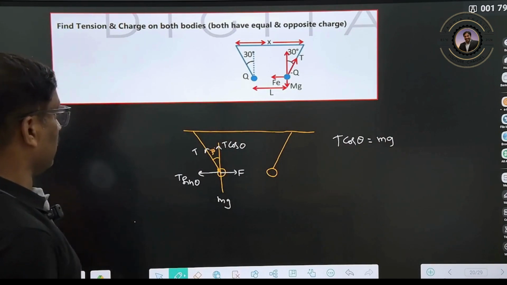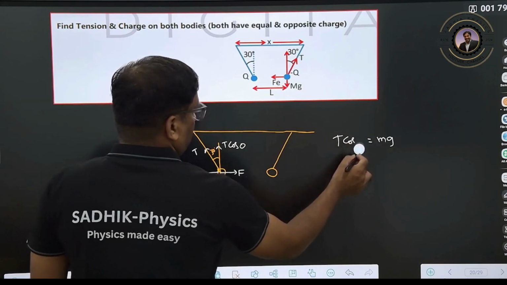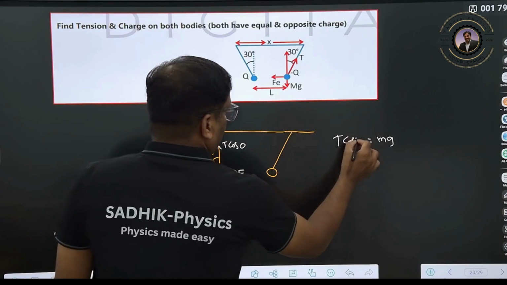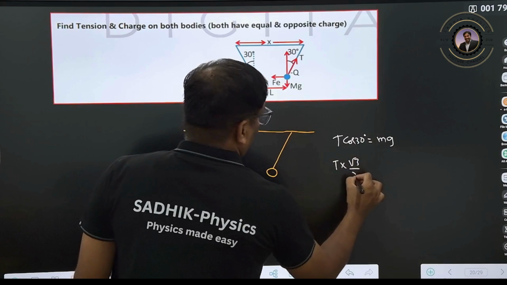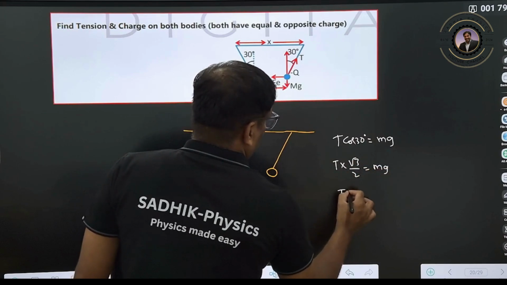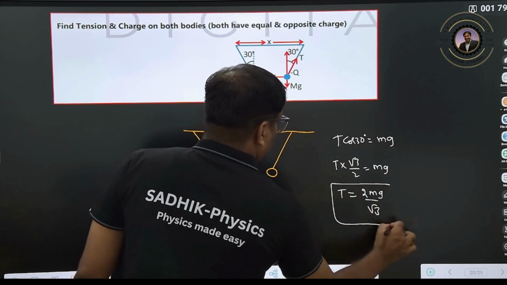Therefore here T cos theta, where theta is 30 degrees, is equal to mg. Clear? So 30 degrees means how much now? cos 30 is root 3 by 2. Therefore tension is equal to 2 mg by root 3. This is your tension. Clear?